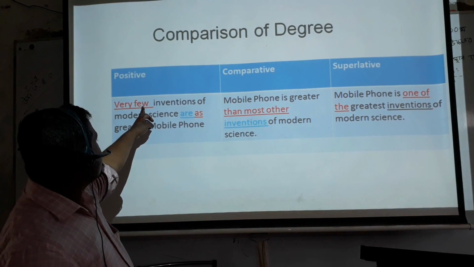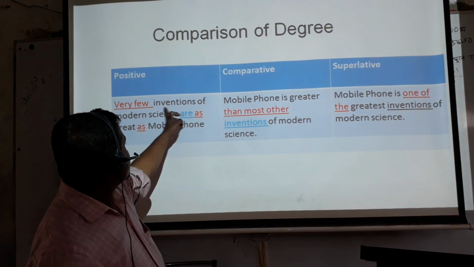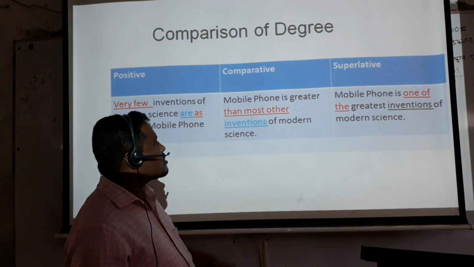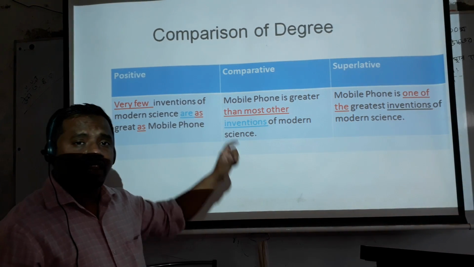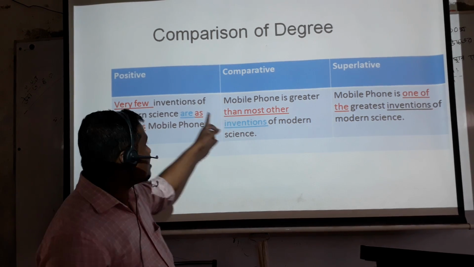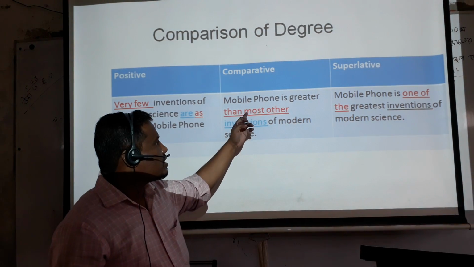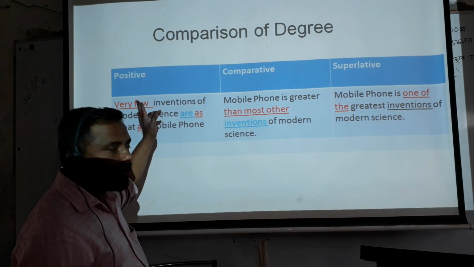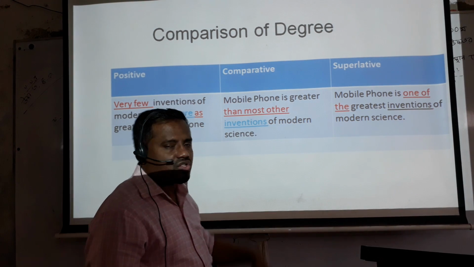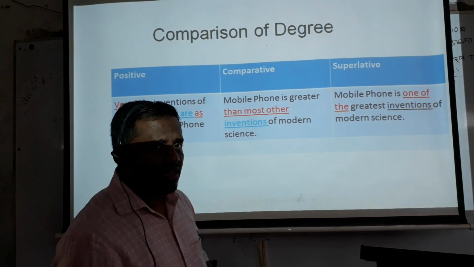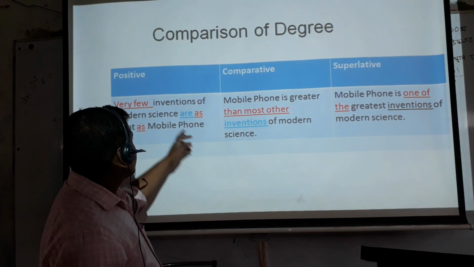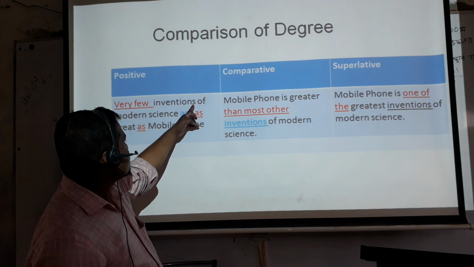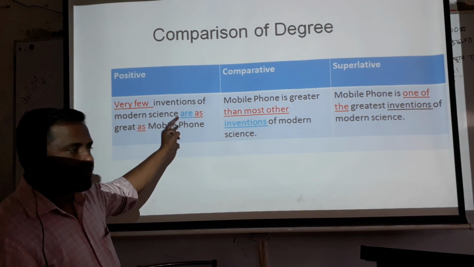the other words from very few to verb, inventions of modern science. So the answer will be mobile phone is greater than most other inventions of modern science. Here's the difference. In the last rule we discussed, if the sentence begins with no other, we use than any other. But if a positive sentence begins with very few, you have to use than most other, then many other, then few other. But remember one thing, after very few, the noun and the verb are always plural. Inventions and the verb are is also plural.